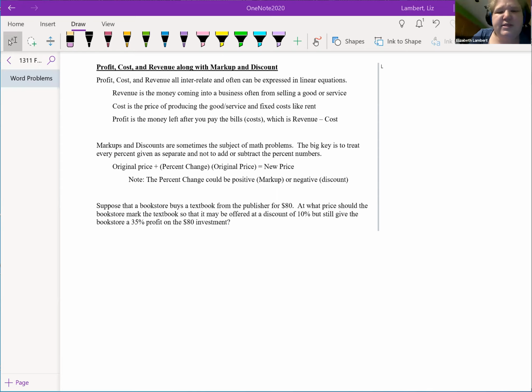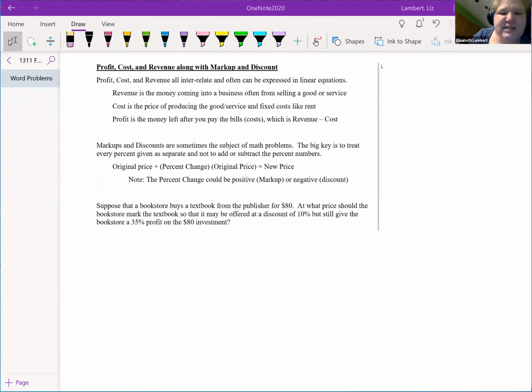So revenue is the money coming in, often from selling something like lemonade or a lawn mowing service. Cost is the price of producing the good or service and any fixed costs. So things like rent, the electricity, paying your employees is actually usually considered a fixed cost because whether money comes in the door or goes out the door or not, you still got to pay your people. And then profit is the money you have left after you pay those bills, the costs. So we get that from the money coming in minus the money we had to send out will be profit.